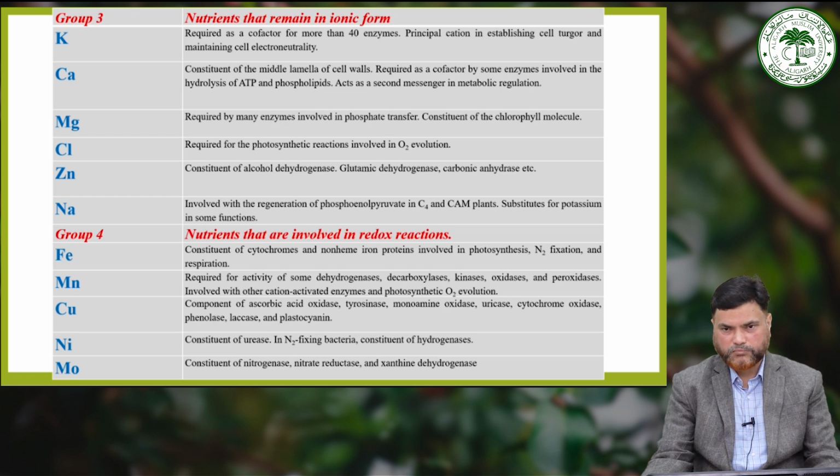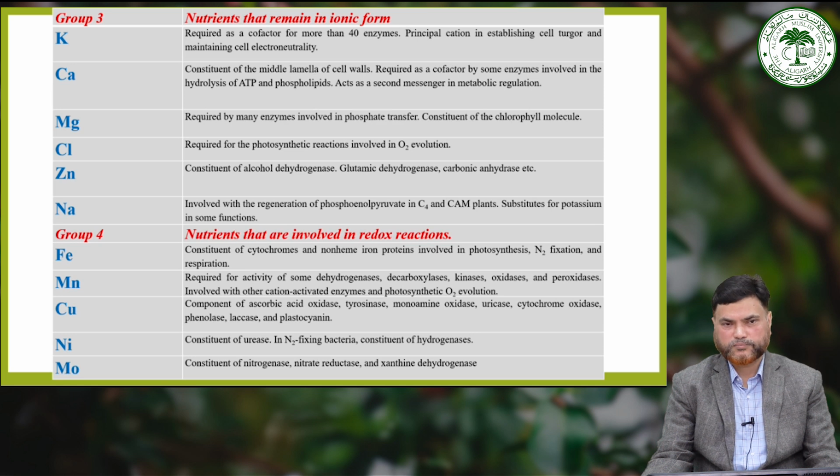Calcium also plays a very crucial role in cell wall structure, which serves as a constituent of middle lamella. It is also required as a cofactor for enzymes involving ATP and phospholipid hydrolysis and acts as a secondary messenger in metabolic regulation. And magnesium is essential for activity of numerous enzymes involved in phosphate transfer, and it is also a constituent of the chlorophyll molecule, which we have discussed while discussing photosynthesis.